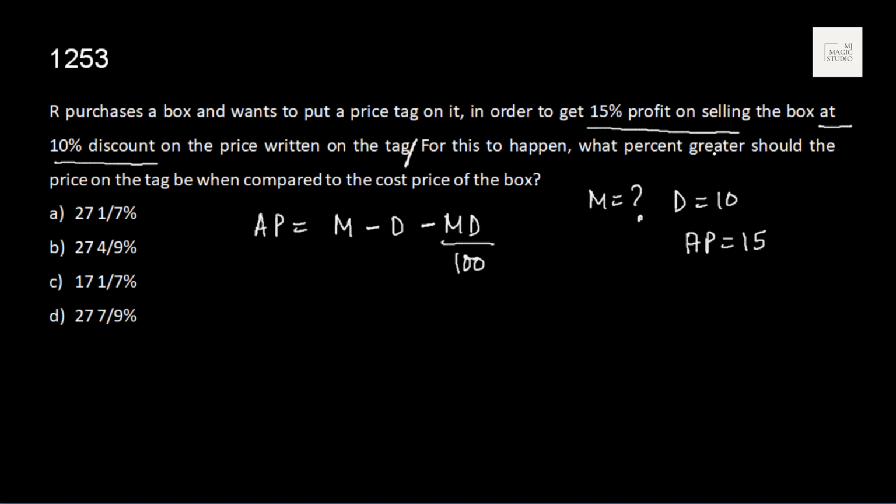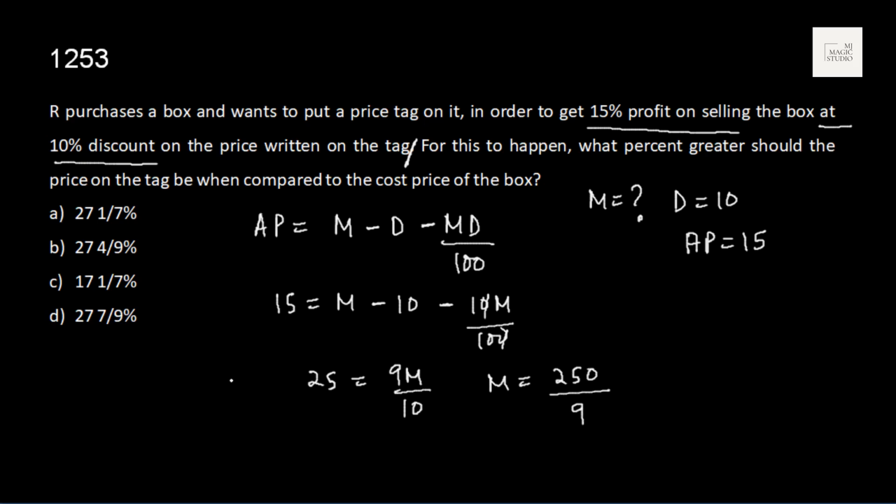For this to happen, what percent greater should the price on the tag be, that is marked up, when compared to the cost price? That means we are looking for the value of M, where D is 10 and AP is 15. So 15 equals M minus 10 minus 10M by 100. So this is 25 equals M minus M by 10, that is 9M by 10. M is 250 by 9.